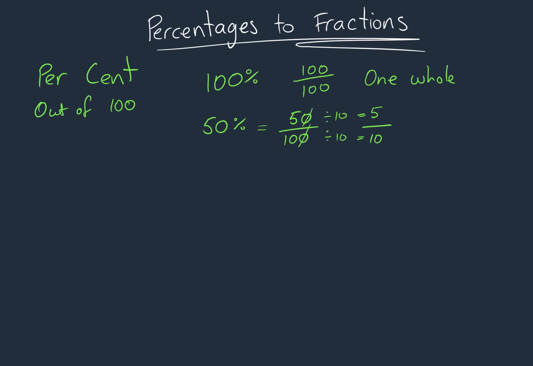We know the factors of 5 are 1 and 5. Factors of 10 are 1 and 10, 2 and 5. So this one here, the 5, is the highest common factor. So we would do 5/10, divide this by 5 equals 1. 10 divided by 5 equals 2. Therefore, we can see that 50% is the same as 50 hundredths, which is the same as 5/10, which is the same as 1/2. That is the most simple form of that fraction.